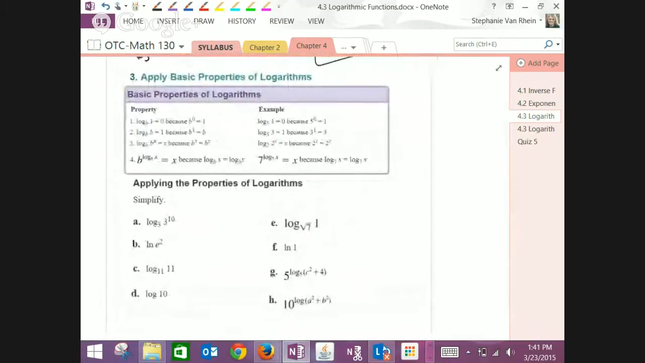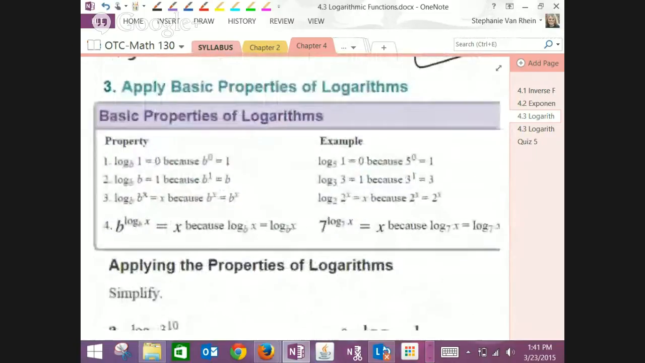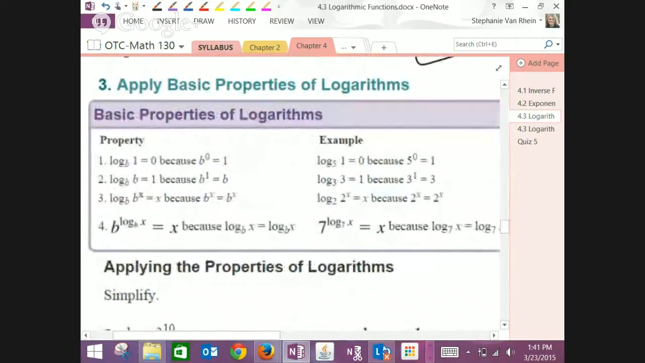Okay, properties of logs. People like to memorize these, but I never like to rely on my memorization power, so I like to think about it. If I have log base b of 1 equals 0, that's saying b to the 0 is 1, right? The same thing, log base b of b is 1, because b to the first power is b. B to the first power is b is the same thing as saying log base b of b.